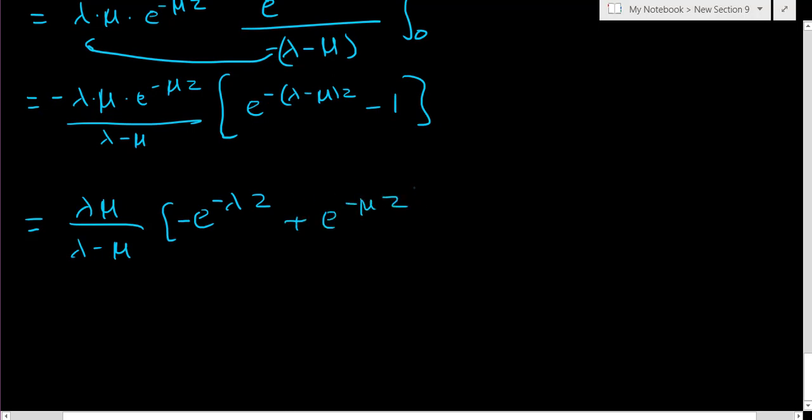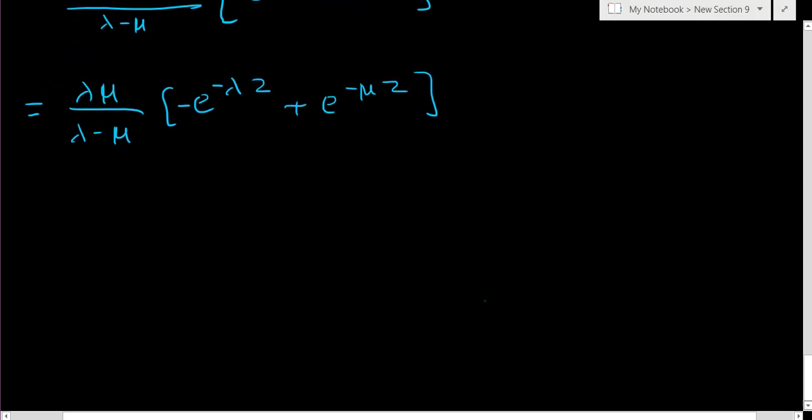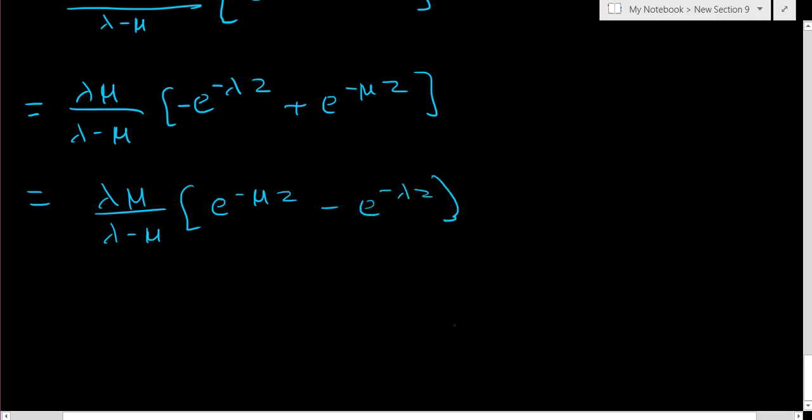Okay, so this is your final answer for this function: lambda mu over lambda minus mu, and inside I have e to the power of minus mu z minus e to the power of minus lambda z. Okay, so that's your probability function for z.